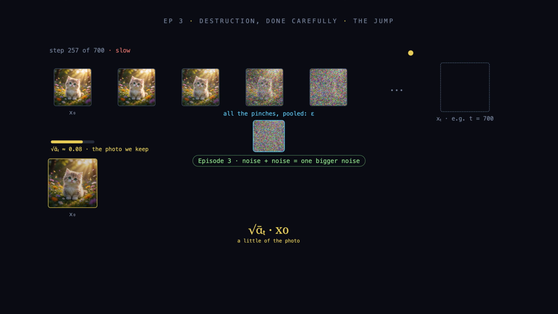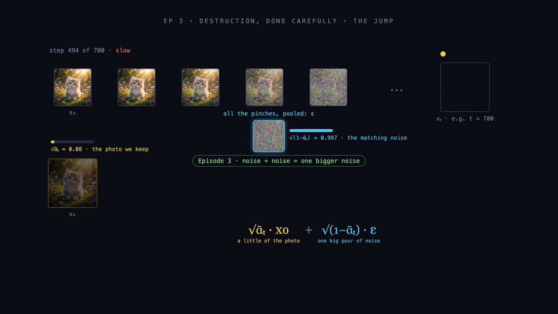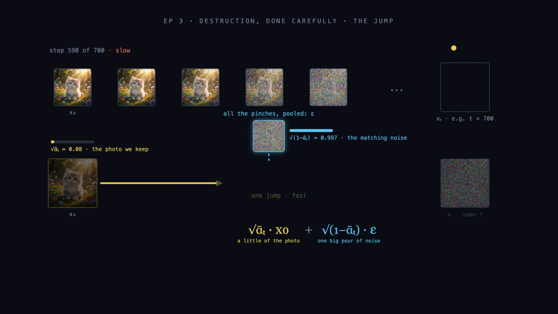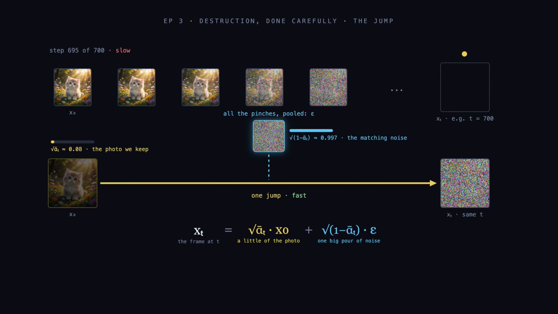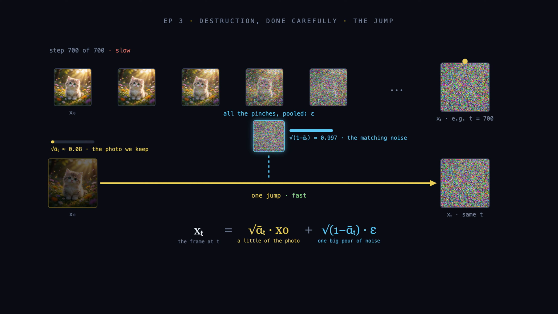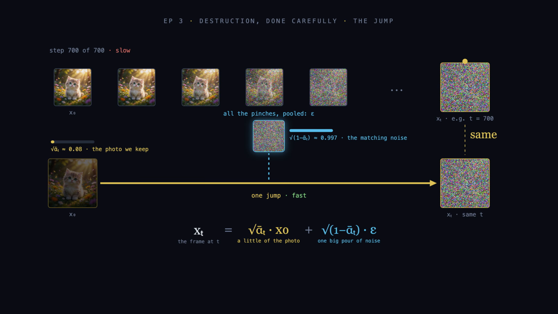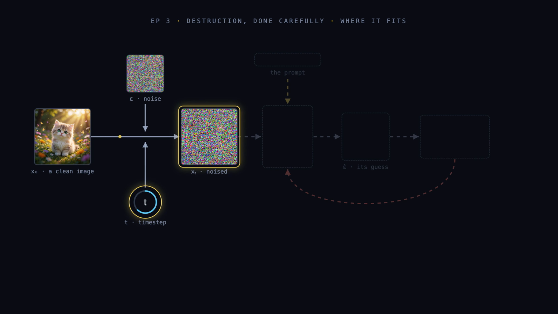We keep the amount of the clean image specified by the square root of alpha bar and add the matching amount of epsilon. This produces the same distribution of noisy images as taking all the small steps, but it takes one calculation instead of hundreds. The forward section is now complete. Choose a time step, take a clean image, sample some noise, and create xt.